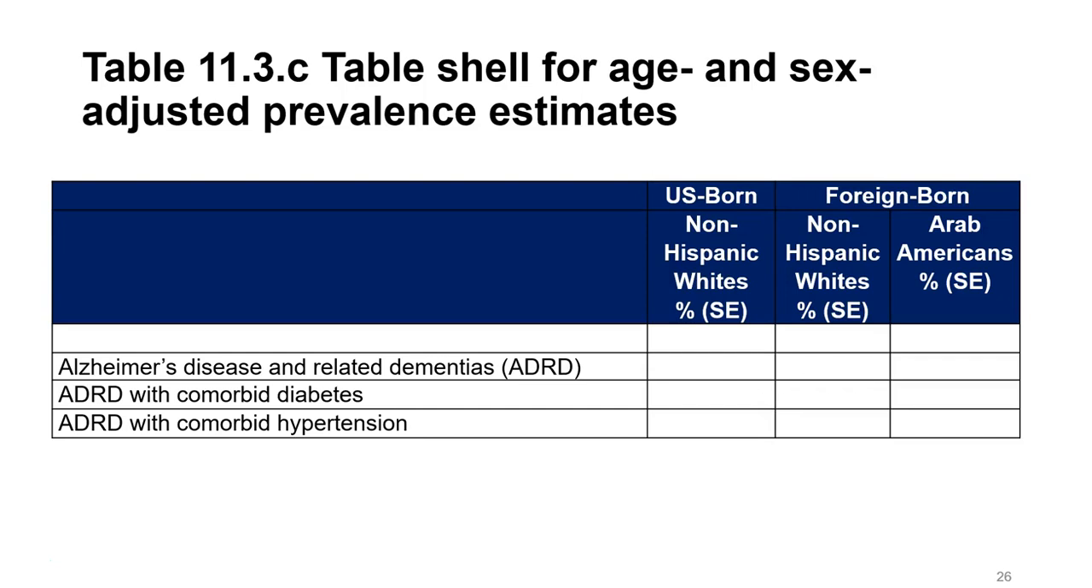Then Table 11.3.c shows a table shell for an age- and sex-adjusted prevalence estimate. So it could be that we wanted to adjust for those variables using a predicted marginal statement. And so instead of saying that 11% of adults have Alzheimer's disease and related dementia, we could say that after adjusting for age and sex, that result is even higher or lower.